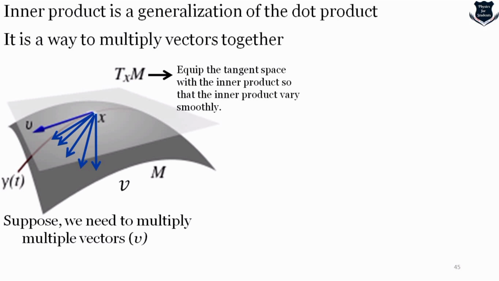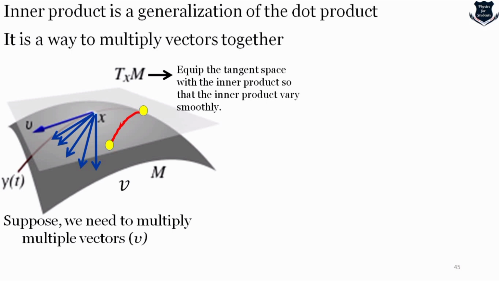So in order to get the inner product on the tangent space to vary smoothly, why? Because there are multiple vectors which are moving, we need to calculate the vector. So we get this kind of a point, just two arbitrary points on the manifold, and then this red line actually is what calculates the distance.